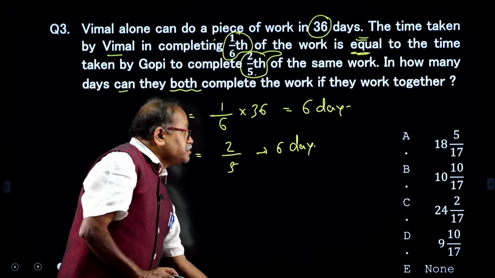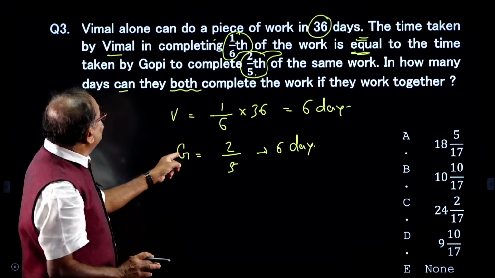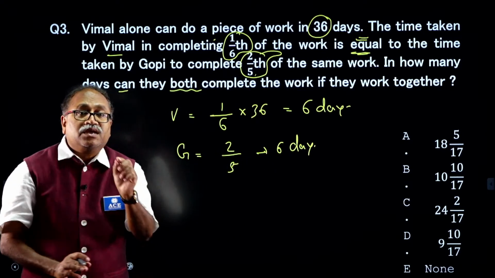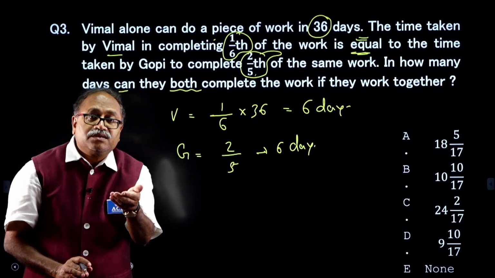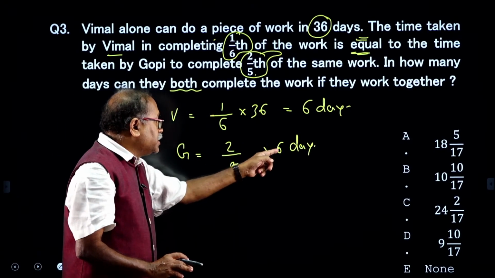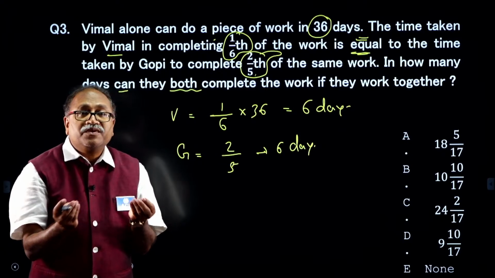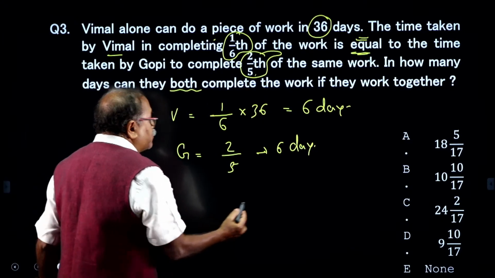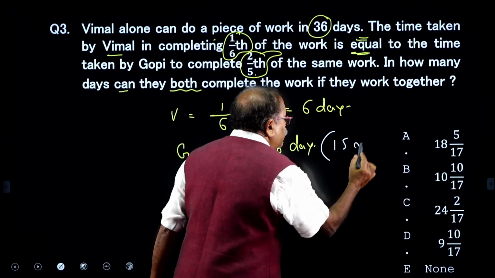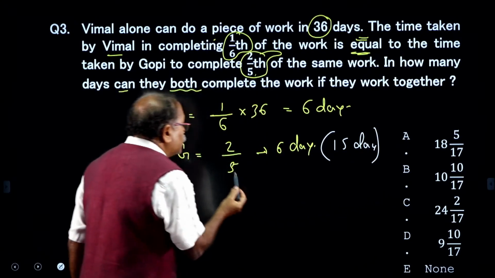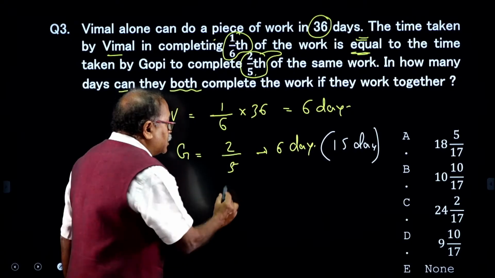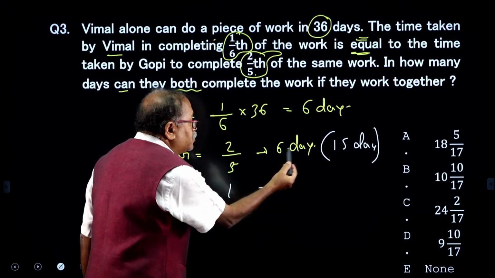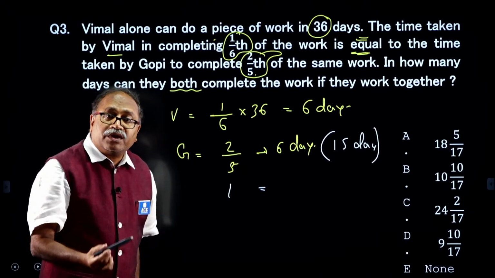Now, please tell me this. Gopi completes 2/5 of the work in 6 days, then in how many days will he complete one whole work? Cancel this one, 3 times, and 3 into 5 is 15 days, that is over. So, Gopi can complete one work in 15 days. How do I get it? 2/5 of the work in 6 days, so it gets cancelled over here 3 times, 3 into 5 is 15 days for 1 work.